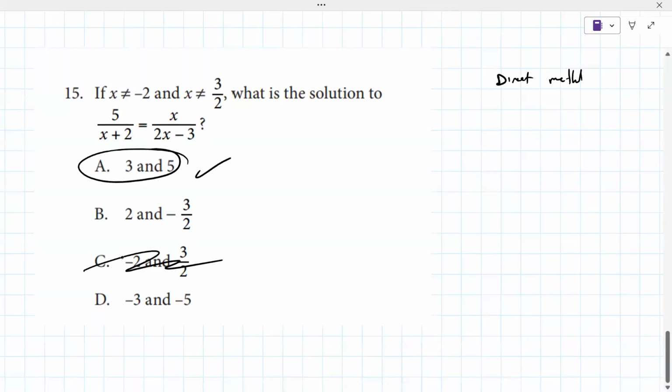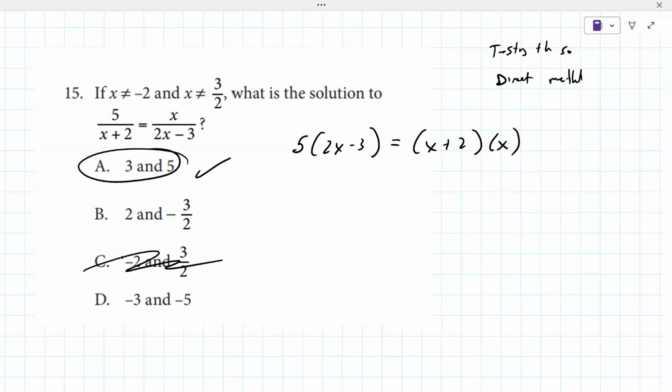Now the direct method is to cross multiply. So 5 times (2x minus 3) equals (x plus 2) times x. The problem with this is that you have to solve a quadratic, which again might lead you back to testing the solutions. That's why I asked if you could do that.